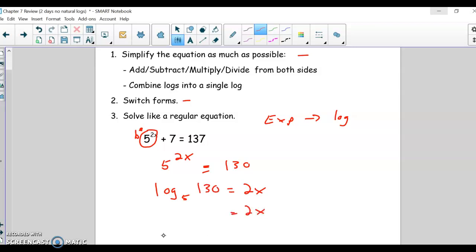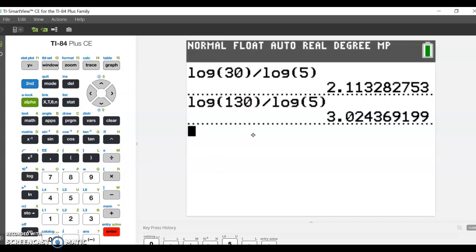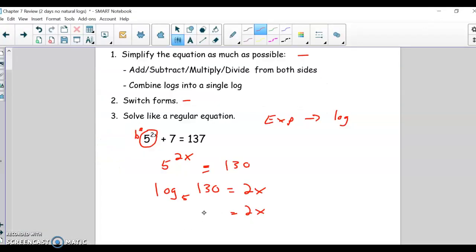Okay, and now before we divide by 2, we need to do this on our calculator. So again, if you have the special log base button, you can use that, or you can just do log 130 divided by log 5. Since not everyone has that special button, I'm going to do log 130 divided by log 5. That's what we did when we did that change of base stuff. So we get about 3. We'll just be lazy, call it 3. And then divide by 2, and you get 1.5.